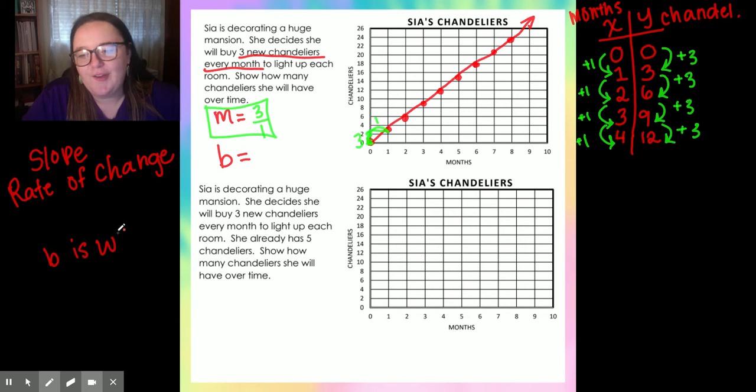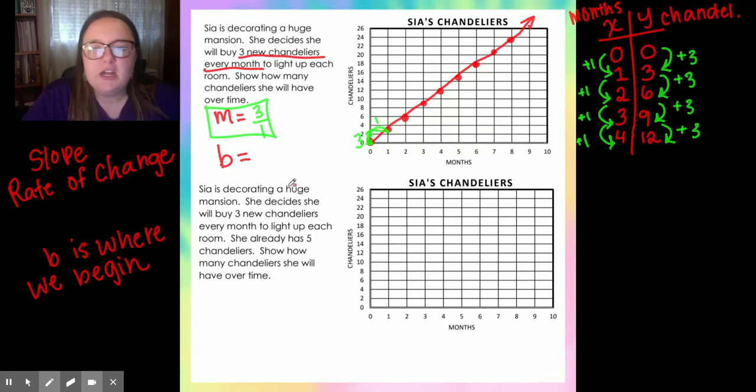So remember that our B is where we begin. And we've been saying that when we've been graphing, right? B is where we begin. Where did Sia begin in this whole situation, right? How many did it say in this word problem? How many she started with? We did that here on our table. She started with zero. And if you look at your graph here, this y-axis right here, where it intercepts is at zero. That's its beginning point. So yes, the y-intercept is B, and it is zero.